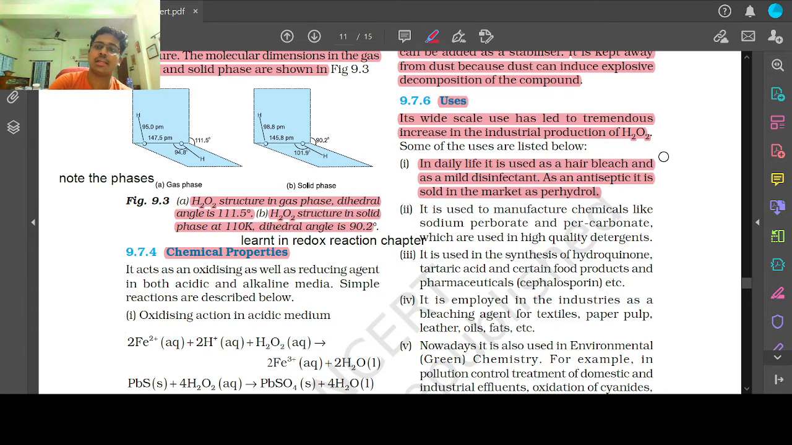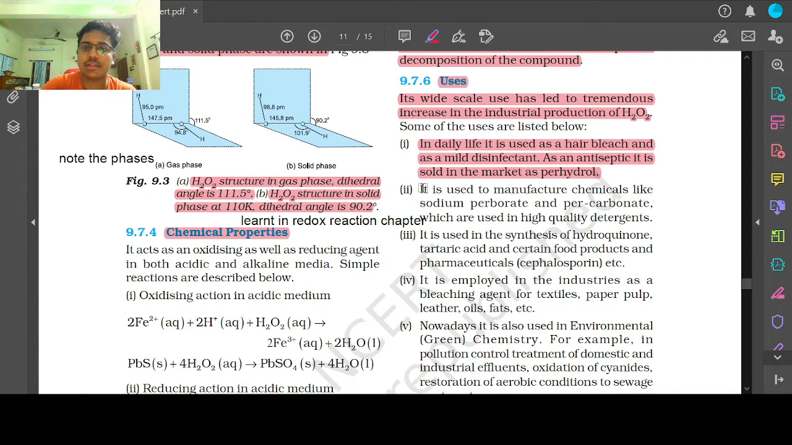So it is used in hair bleaches. It is used as a mild disinfectant. It is sold as an antiseptic in perhydrol. So you might get a question in NEET or JEE that asks to name the compound that is present in perhydrol. You will answer that H2O2 is present in perhydrol. This is important.